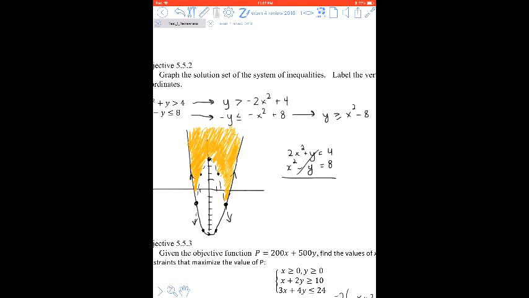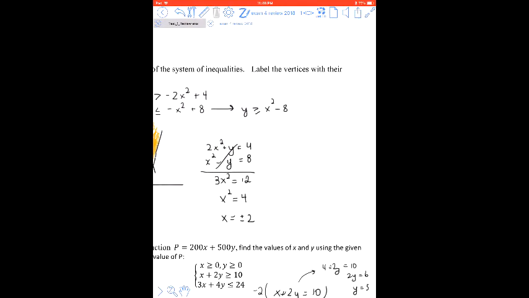We already have opposite coefficients there for y, so we can add these, cancel y. 2x squared plus x squared is 3x squared equals 12. Divide by 3, x squared equals 4, so x equals plus or minus 2. So we have two values there for x, we need to figure out the values for y.